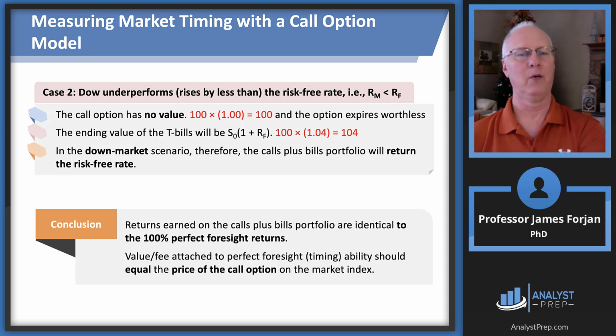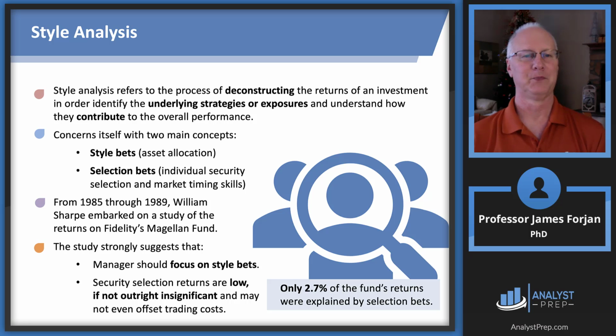Oh boy, it would be awesome. We could just say, hey, this was enough for us to learn today, but it even gets better. All right, so there's a learning objective on style analysis. So what does this mean? Deconstructing the returns of an investment in order to identify underlying strategies or exposure, to try to make a determination whether this is luck, whether it's part of the strategy, and whether this can persist over time. All right, so style analysis has two things: asset allocation, these are style bets, and selecting individual securities as well as market timing, and these are called selection bets.